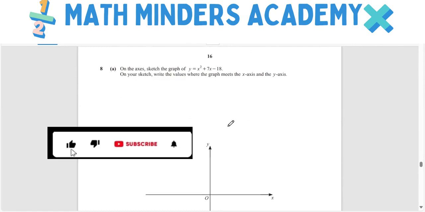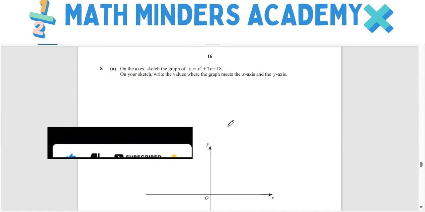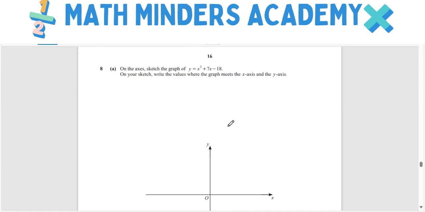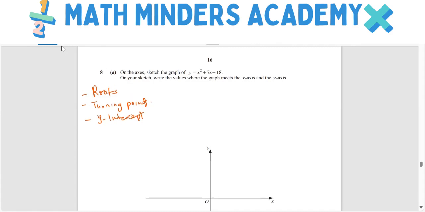On the axis, sketch the graph of y equals x squared plus 7x minus 18. On your sketch, write the values where the graph meets the x-axis and the y-axis. So there are three things we are going to do here. We are going to get the roots, we are going to get the turning point, and we are going to get the y-intercept for us to be able to sketch this, okay?